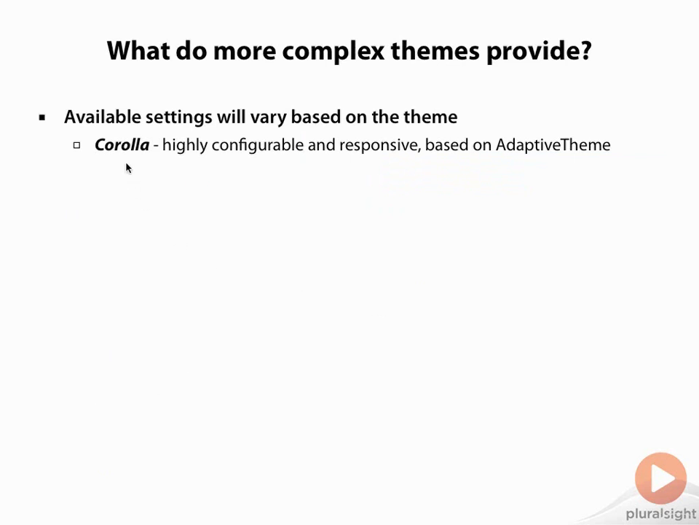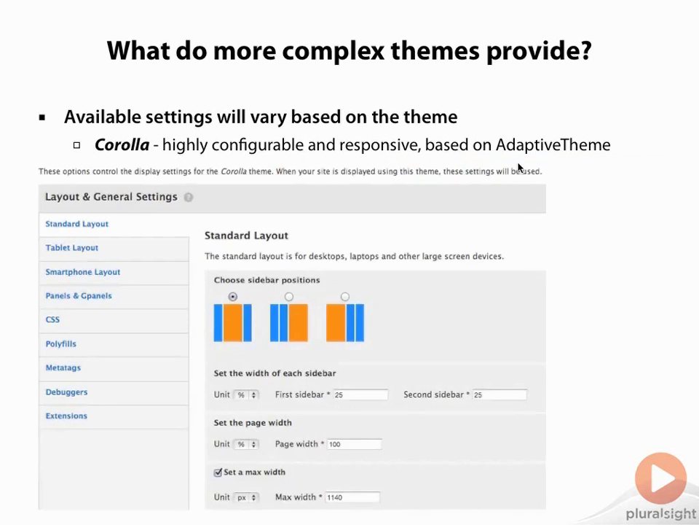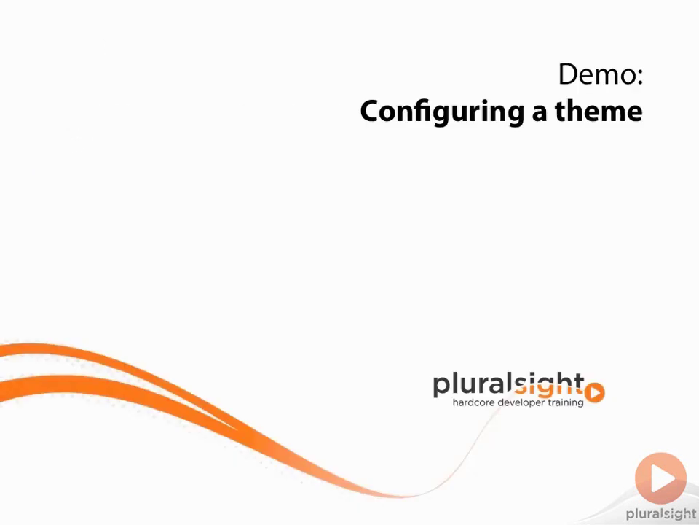For example, a theme called Corolla, which is a sub-theme based on a theme named Adaptive Theme, is a more complex tool. It's highly responsive. It has settings for standard layout, tablet layout, smartphone layout. That means it injects the CSS necessary, the media queries, to detect the device making any individual request and adjust the layout accordingly. Let's jump in and look at configuring one of the core themes to orient ourselves to these ideas.